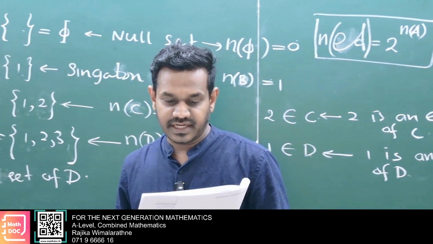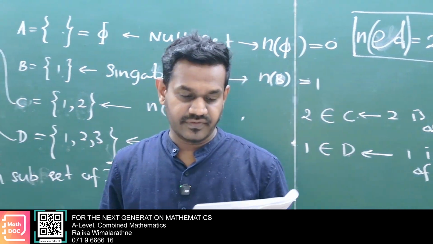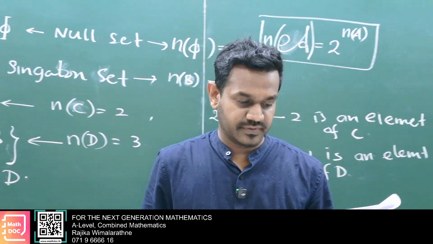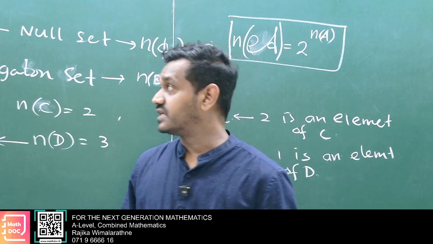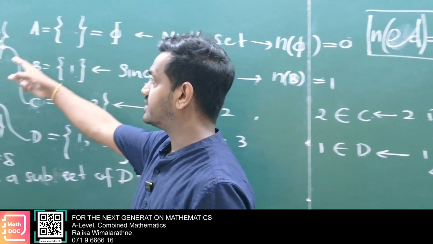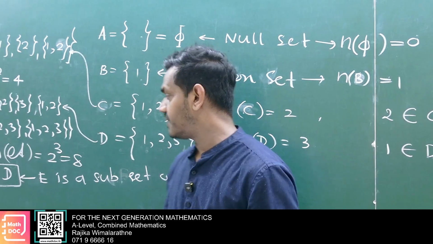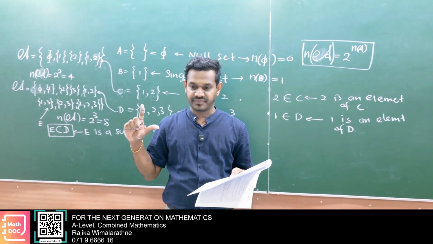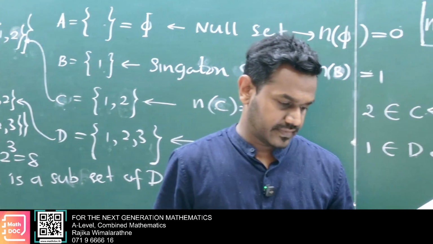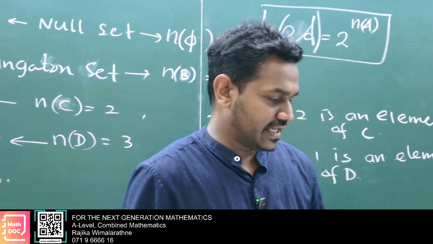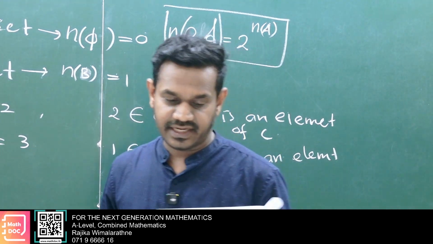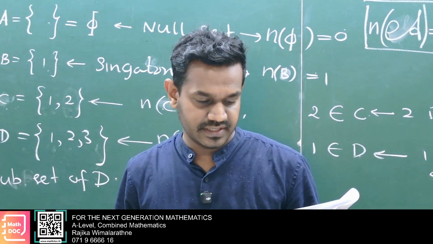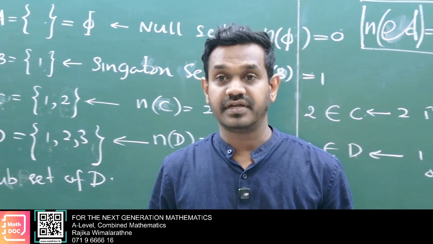A set is a well-defined collection of distinct objects. We denote sets by capital letters A, B, C, D. The elements are written within curly brackets; here we write a number set within curly brackets, comma separated. Then for an element of a set, if x is in set A, we write x element of A. If x is not in A, we write x not an element of A.